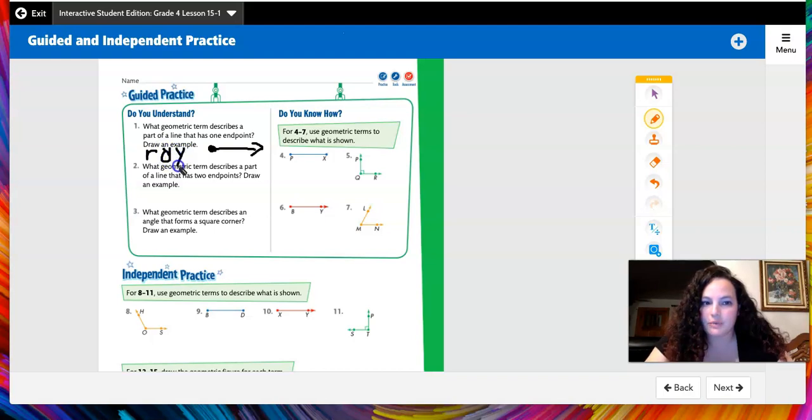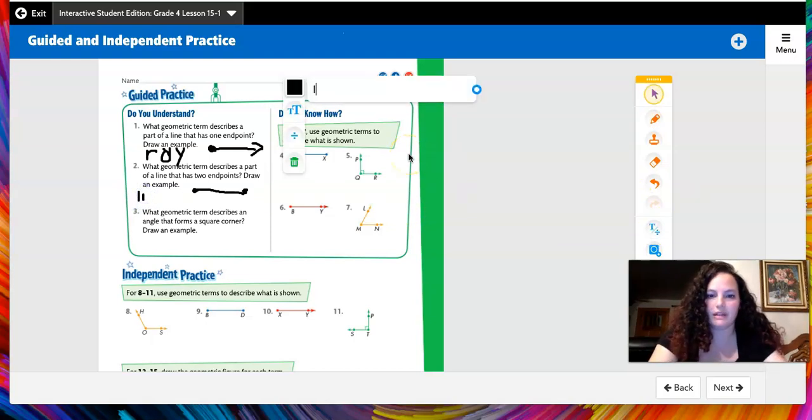Number 2 says, what geometric term describes a part of a line that has two endpoints? That's one endpoint, two endpoints. Draw the example and name it. What term is this? This is correct. That's a line segment. This might be easier to put in the text box. A line segment.